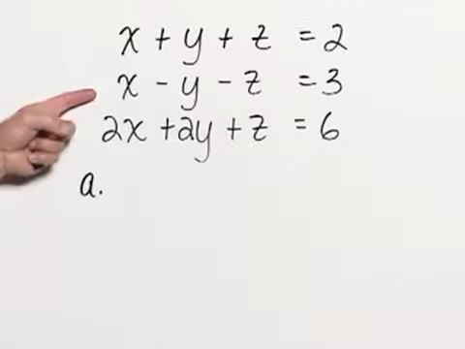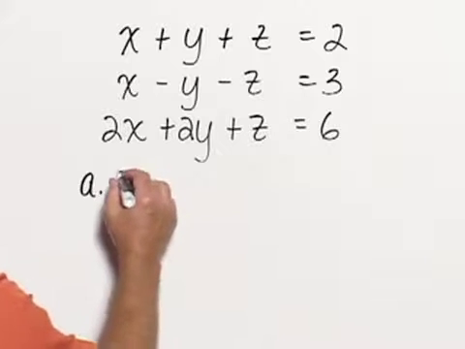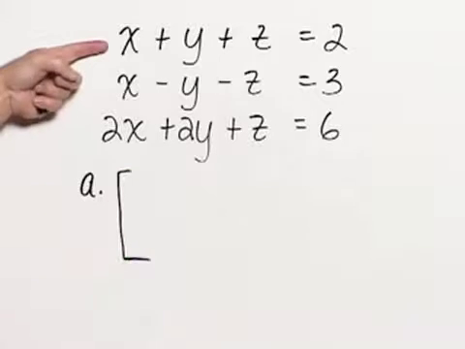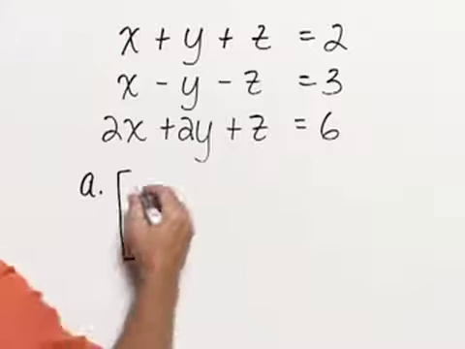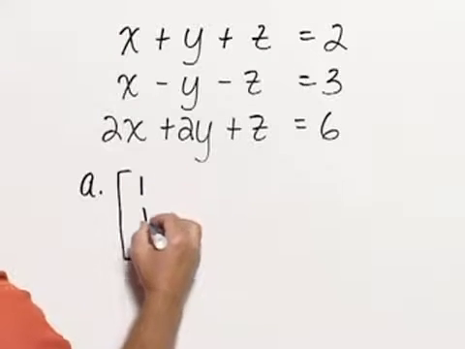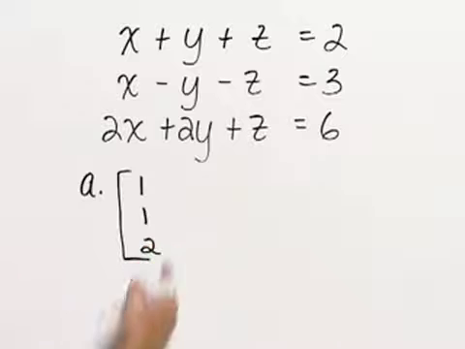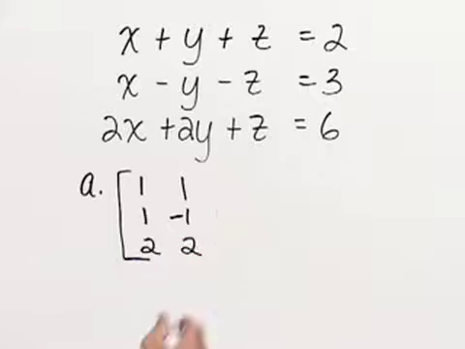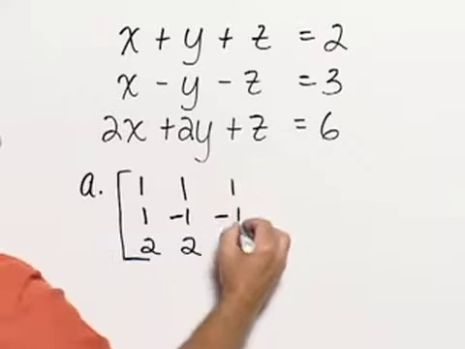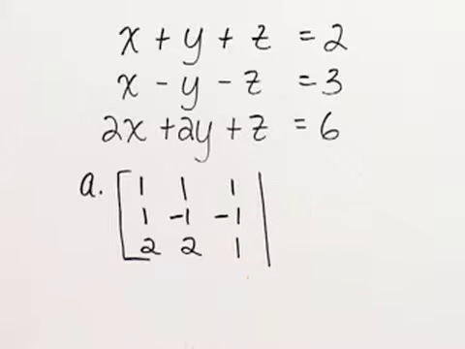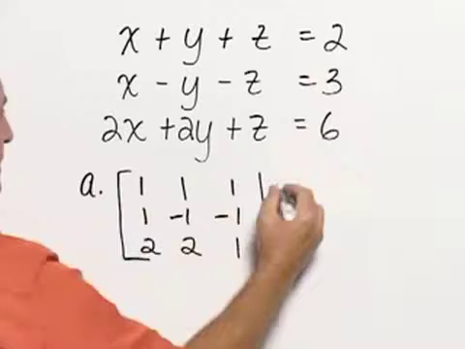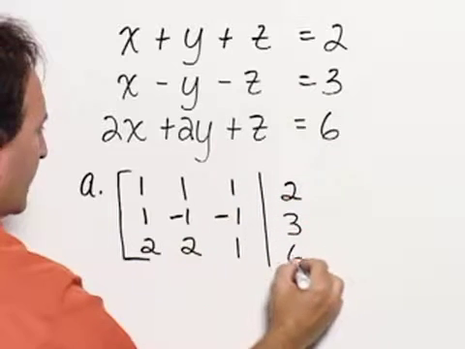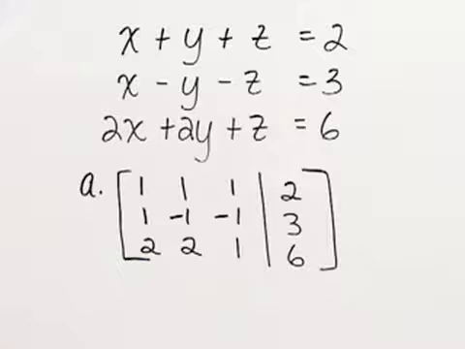So here we have the system of 3 equations and 3 variables, and we want to write the augmented matrix. So we take the coefficients of the variables and we write them. For x, it's 1, 1, and 2. For y, it's 1, negative 1, and 2. For z, it's 1, negative 1, and 1. We draw our line, and now we write 2, 3, and 6, and there we have our augmented matrix.